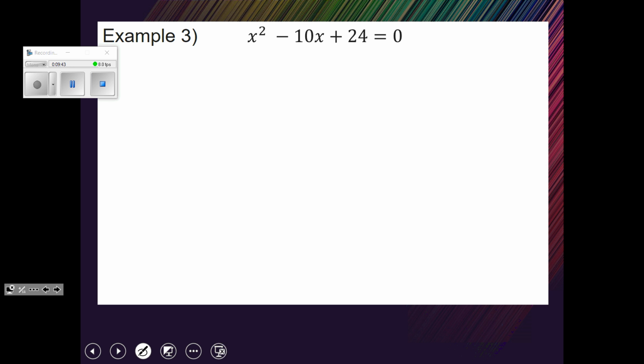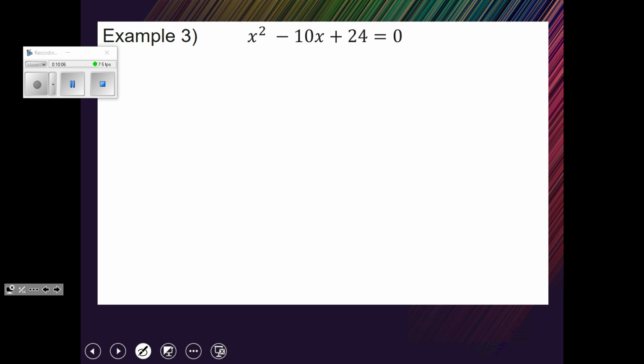So is this one that is factorable? Yes? What's the factors? x minus 6 and x minus 4. So what's the actual answers? 6 and 4. Okay, so we know we're working towards 6 and 4, and I agree.